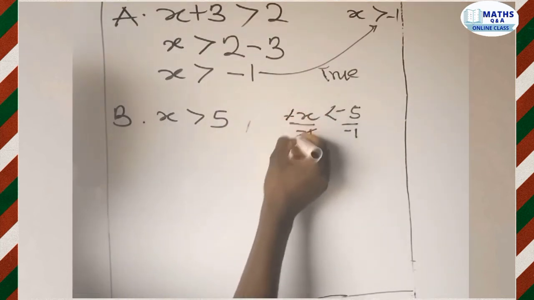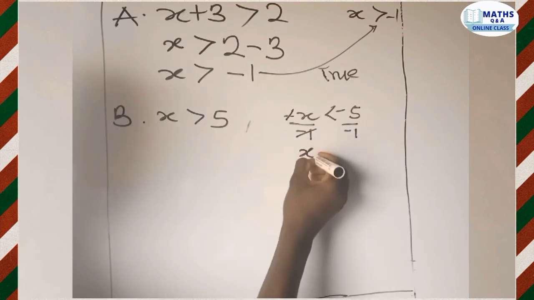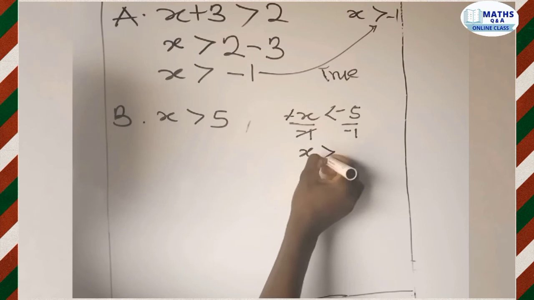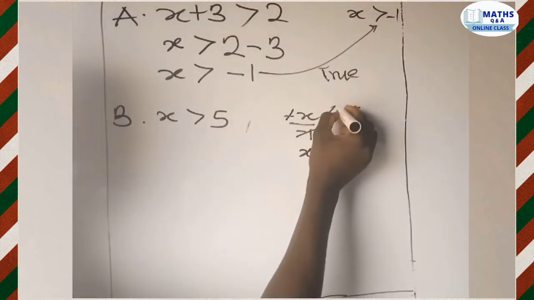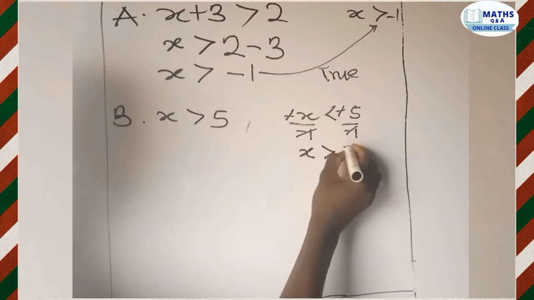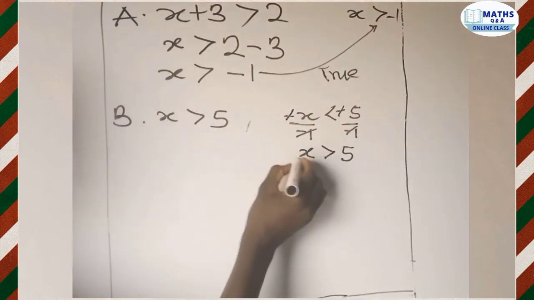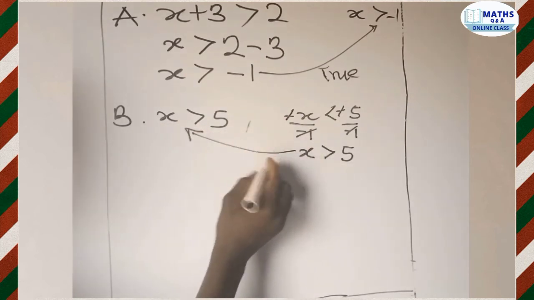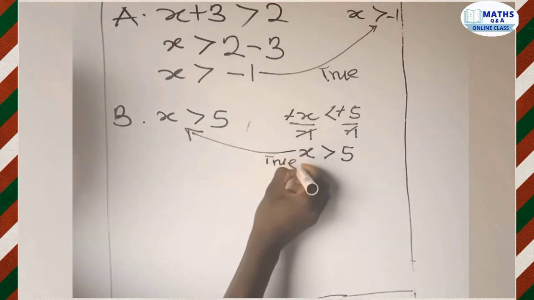Now this negative divides this negative, x remains, and instead of writing less than, it should change to greater than. Good. So -5 divided by -1 leaves 5. Now when you compare the two, you see that they are the same. Therefore, this one is true.